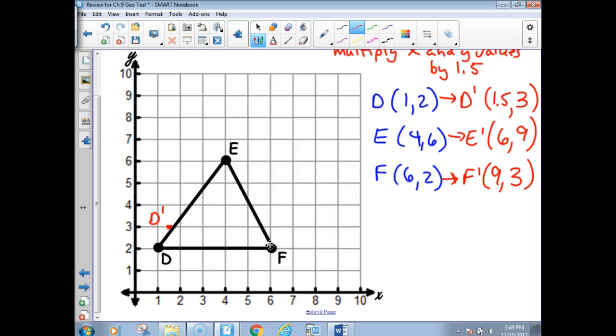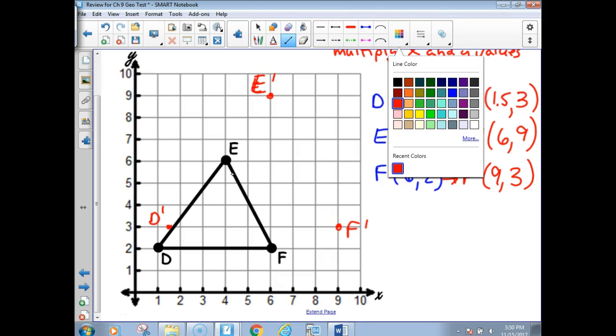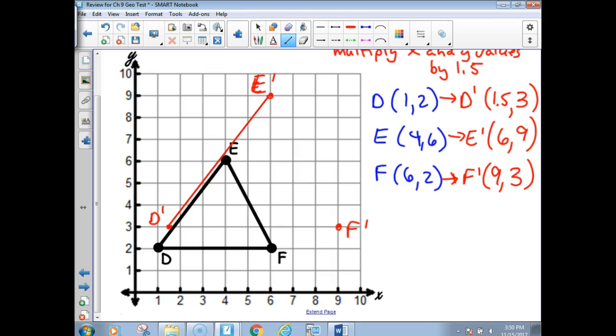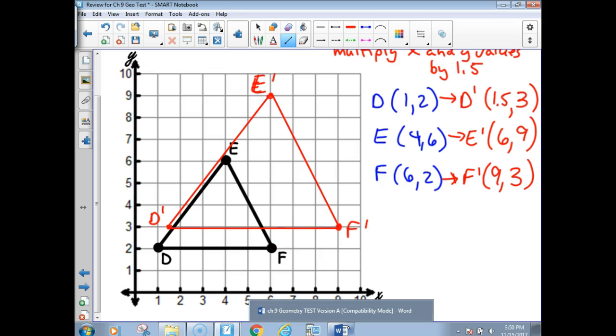And 6, 9, E prime. And F prime is at 9, 3. Connect them to make the triangle. All right, that's the dilation of that figure by 1.5.